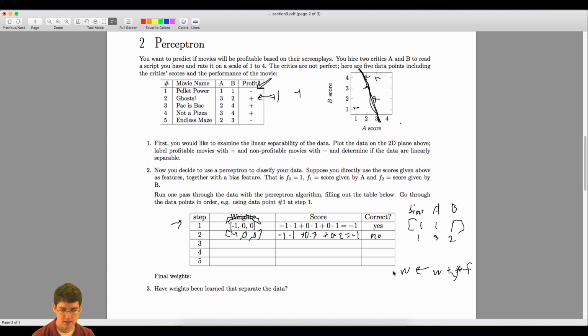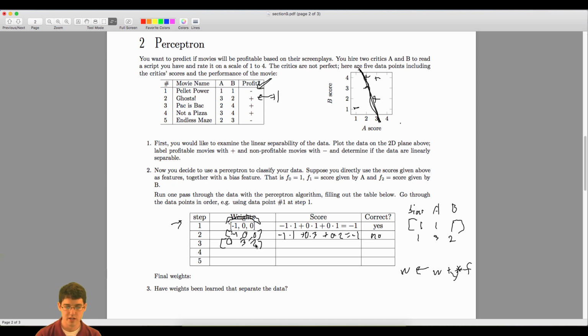In this case, our Y star is indeed a plus 1. So let's go ahead and do that. We have negative 1, 0, 0, plus 1, 3, 2. Negative 1 plus 1 is 0. 0 plus 3 is 3. 0 plus 2 is 2. So now this is our new weight vector after updating on this incorrectly classified point.